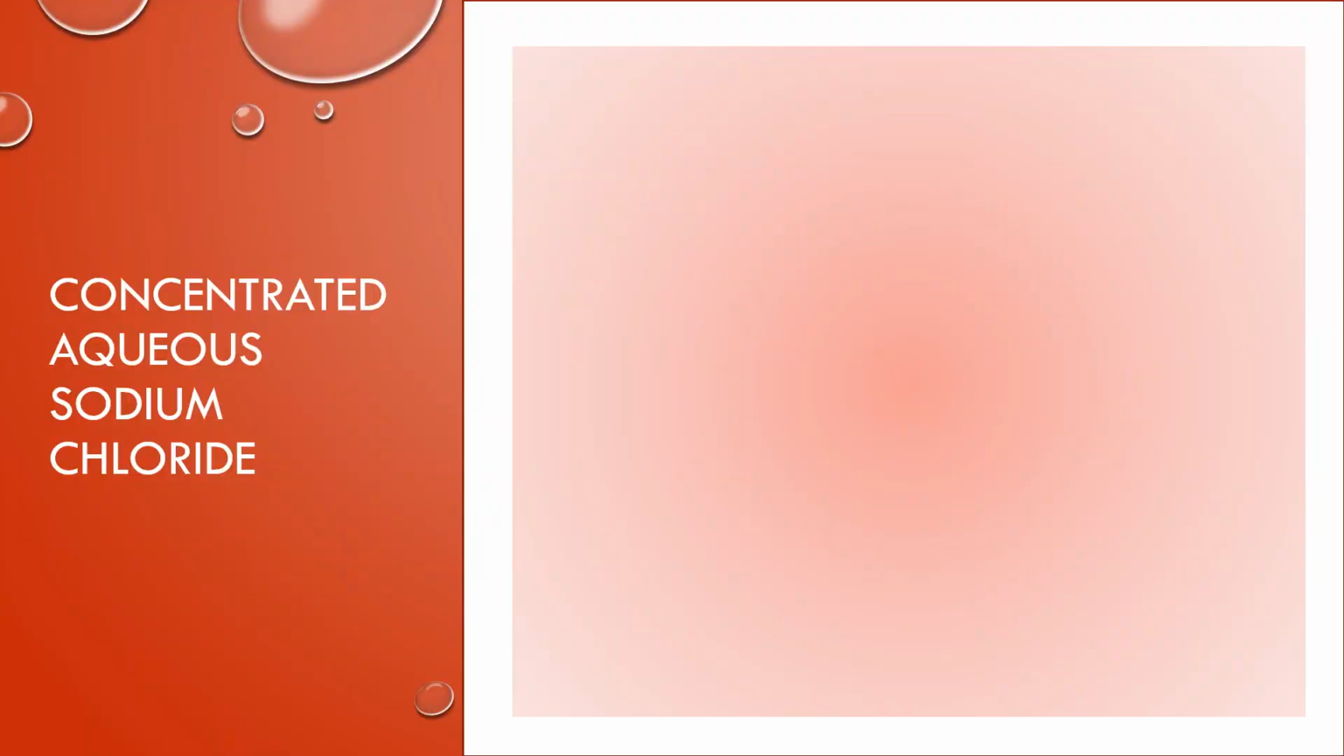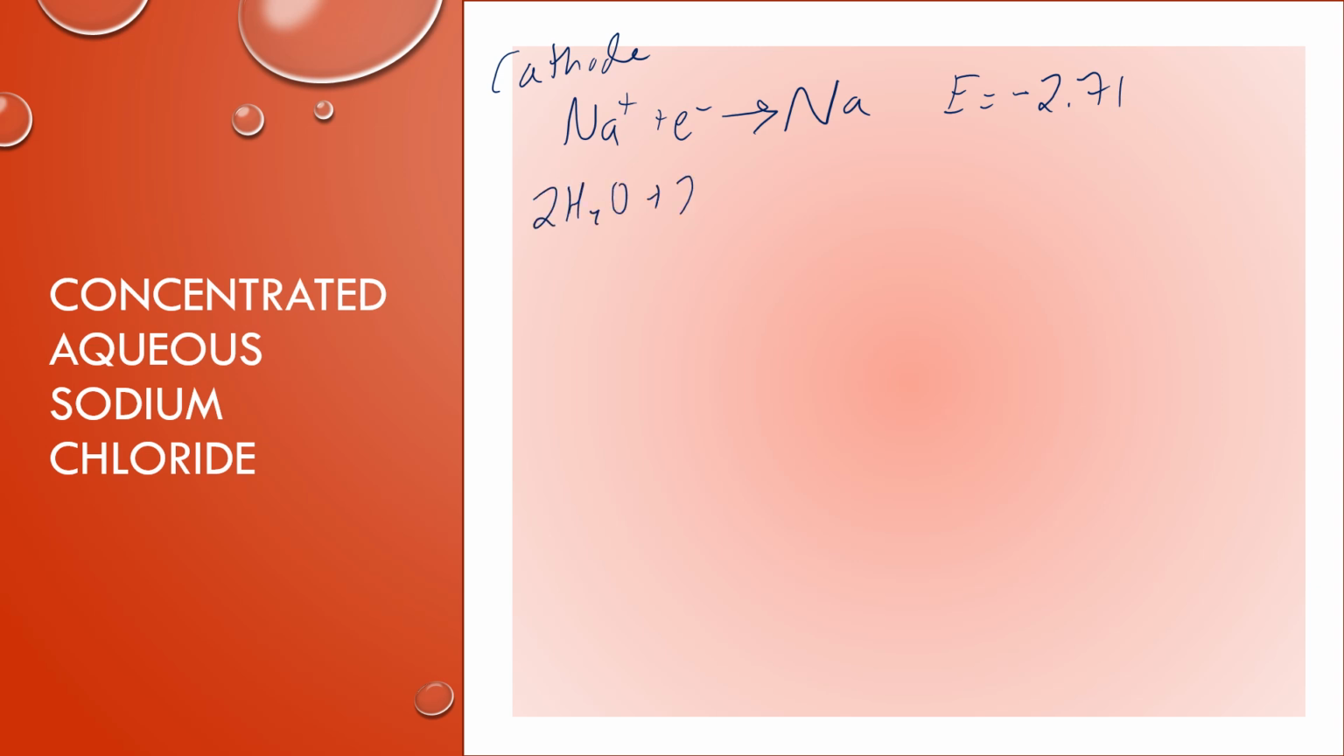Okay, so now let's say we have a concentrated aqueous sodium chloride solution. And let's first consider the cathode. So at the cathode, we could do one of two things. The sodium ions could gain electrons to form solid sodium. The cell potential for that reduction reaction is negative 2.71. Or we could take the water and form hydrogen gas and two hydroxides.